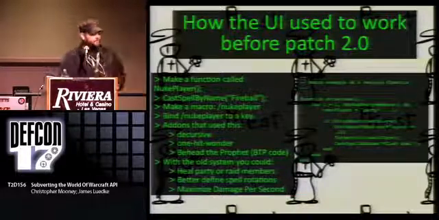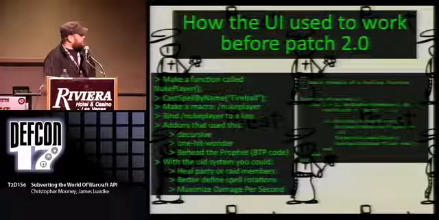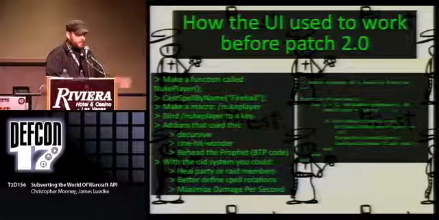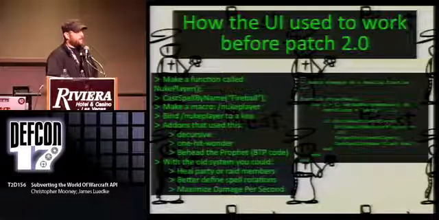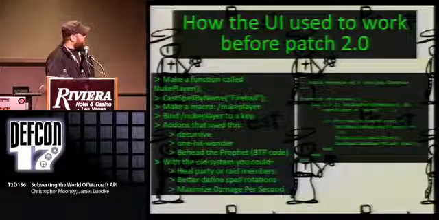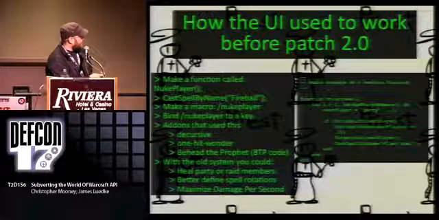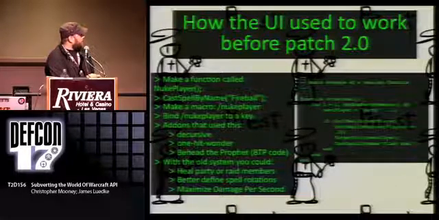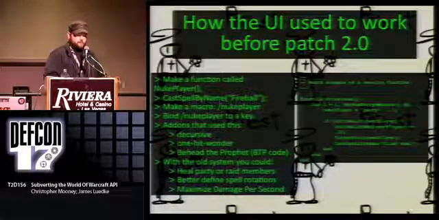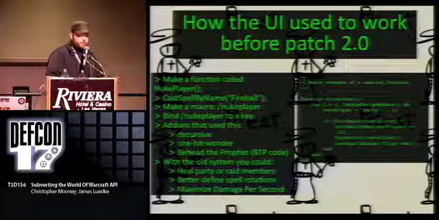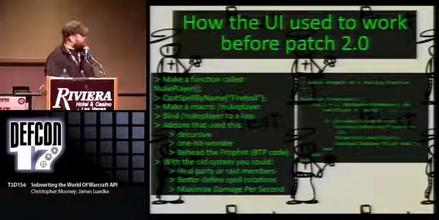So the UI in the 2.0 patch, so for those of you who ever played World of Warcraft before Burning Crusade and you're old school, you used to be able to make a function like nuke player, and then you could create this cast spell by name fireball, and you'd make a macro /nuke player, bind that to a key, and you could just from a key press cast a spell like that without macros in Lua, in the API language that they had provided for you.